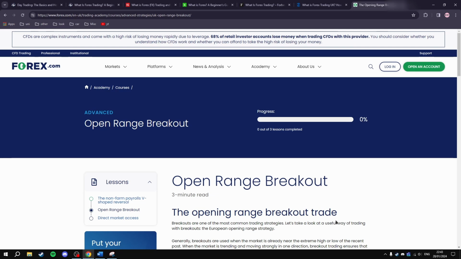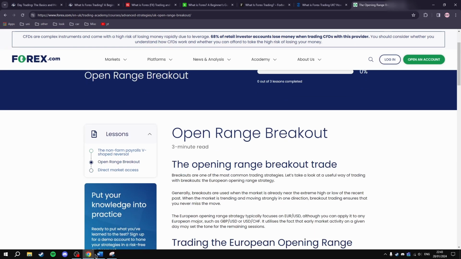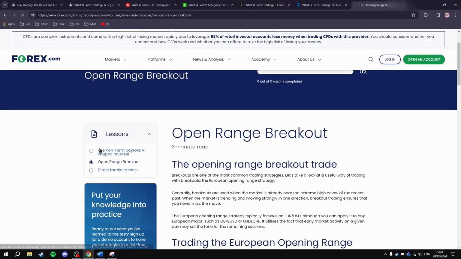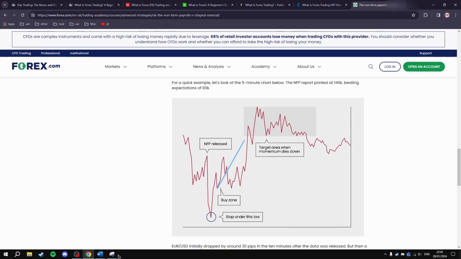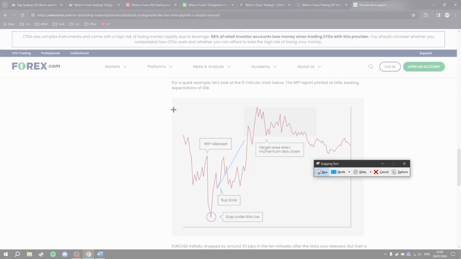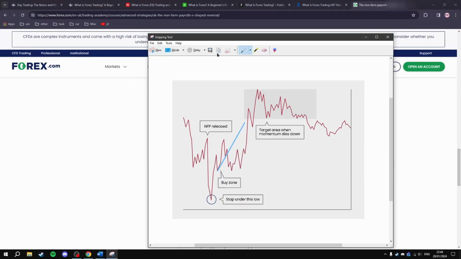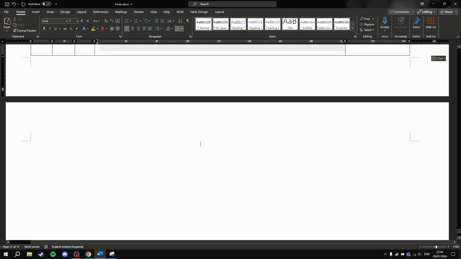Okay. Opening range breakout. The opening range breakout trade. Actually, let's take a photo of the thing. Like that. Copy like that.